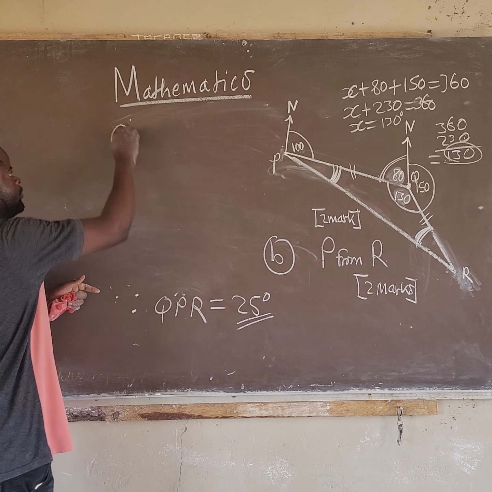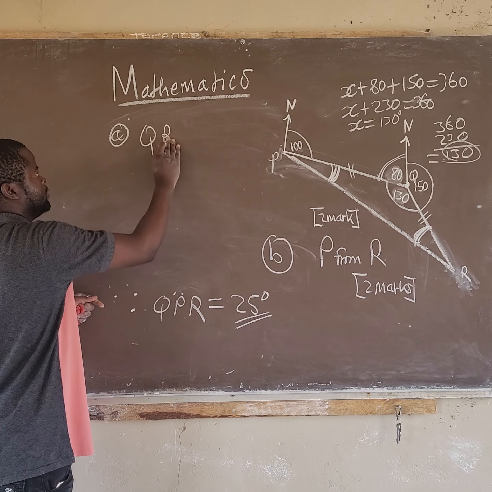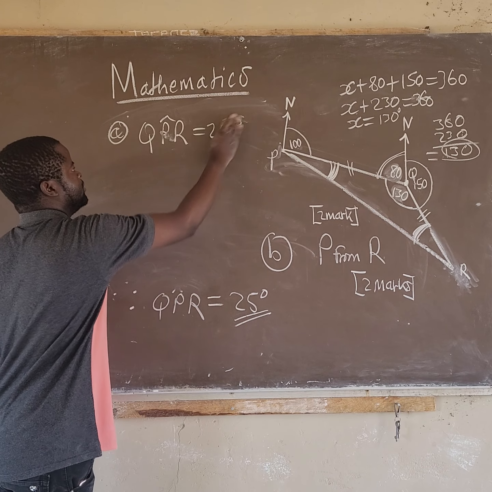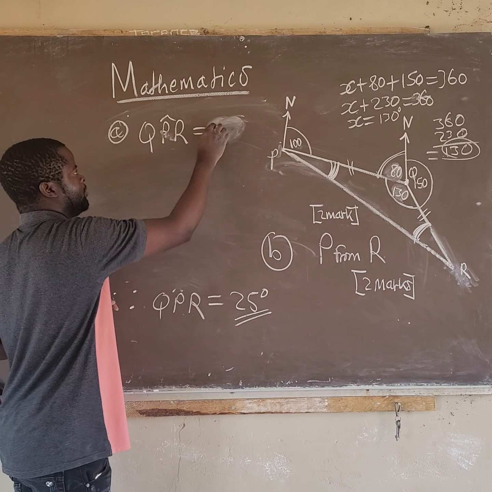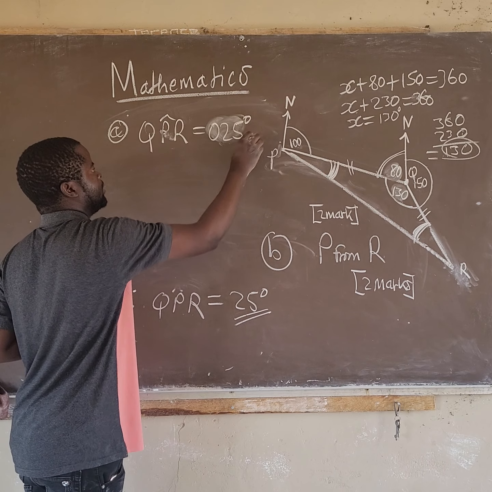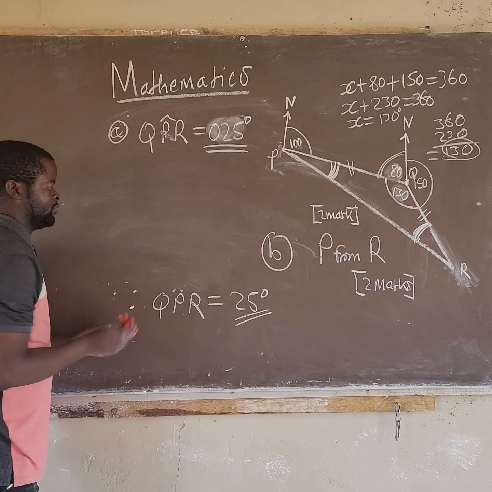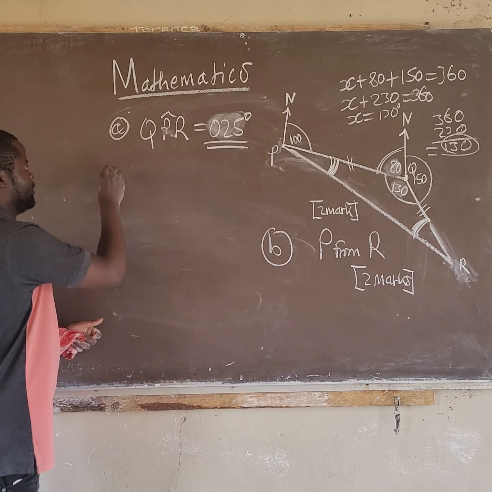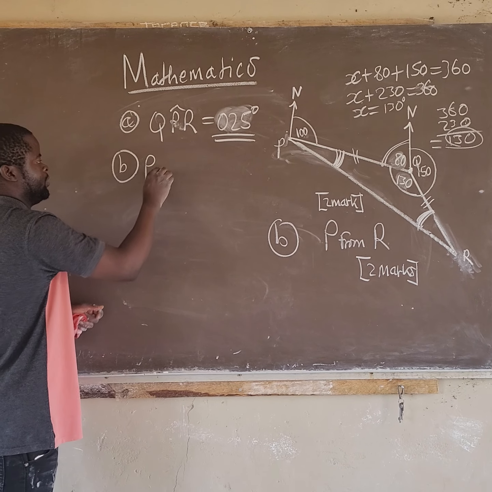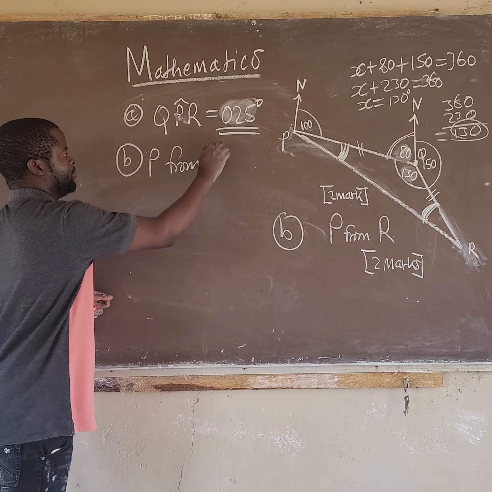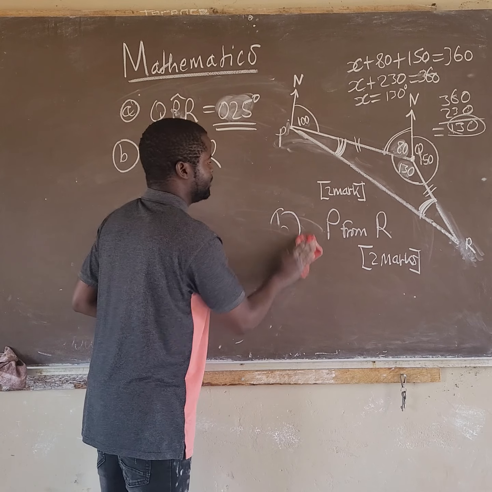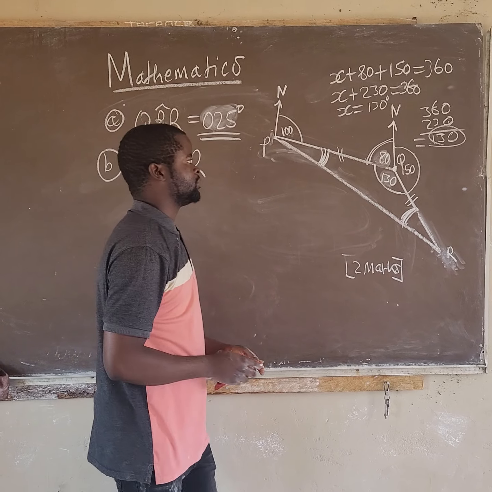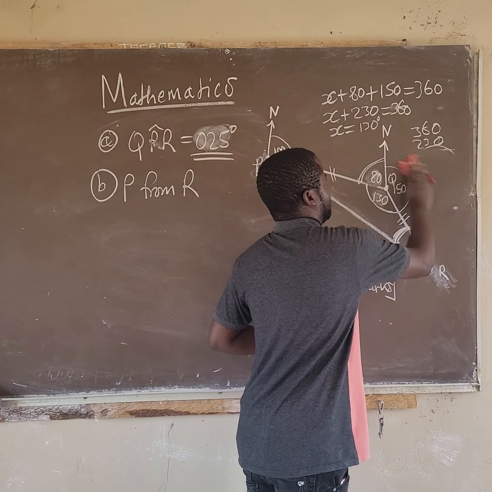So remember, the solution for QPR is equal to 25 degrees. Now this is a nautical bearing, so we can give our answer like this. Okay. So let us solve for the bearing of P from R. Remember, this question is also carrying 2 marks. So we need now to consider all our solvings on this diagram.